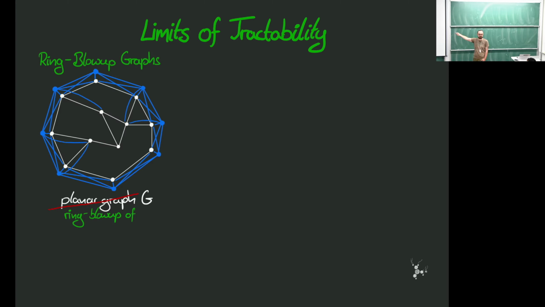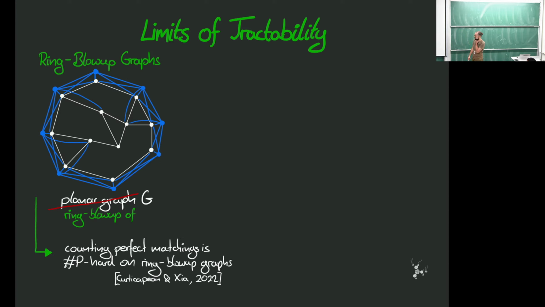And you can see this quickly becomes non-planar. So there's a way to get from planar graphs to non-planar graphs in a somewhat controlled way. And it turns out, the published version is from this year actually, that counting perfect matchings on the class of ring blow-up graphs is sharp-P hard still. A ring blow-up graph in general is a subgraph of some ring blow-up of a planar graph. So if I take all of these, I get the ring blow-up graphs as a whole class. This is not far away from being planar, but already we can't do anything.